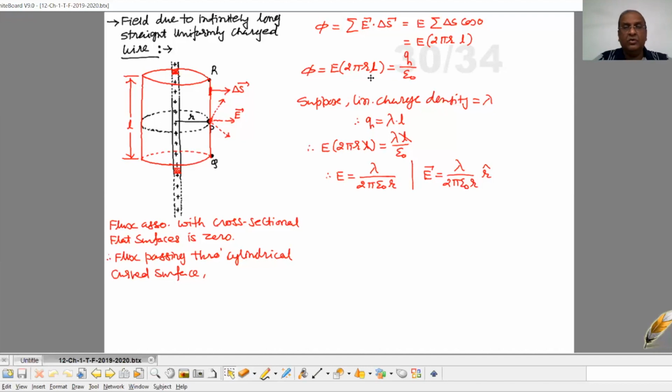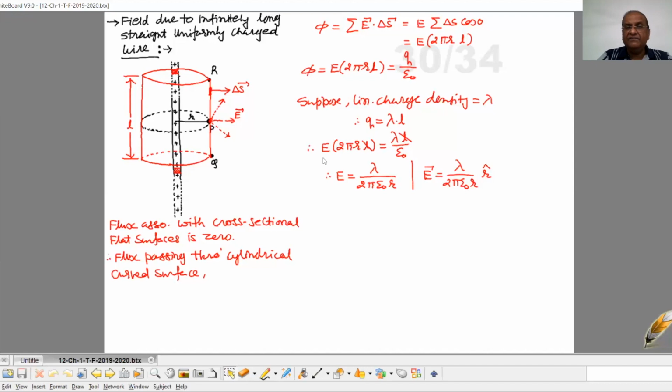But as per Gauss's law, the flux passing through any closed surface is the net charge enclosed by that surface upon epsilon 0. So here, how much is the charge enclosed by the surface? Charge per unit length of the wire is lambda, and the length of the cylinder under consideration is L. So the charge enclosed by the cylinder is the charge residing on L length of the wire. Since charge per unit length is lambda, the charge on length L is how much? So Q is lambda into L.